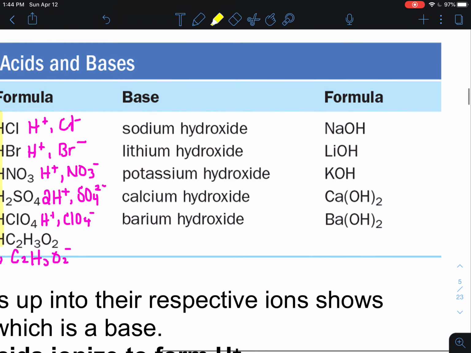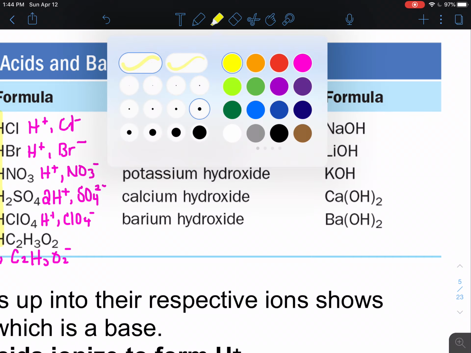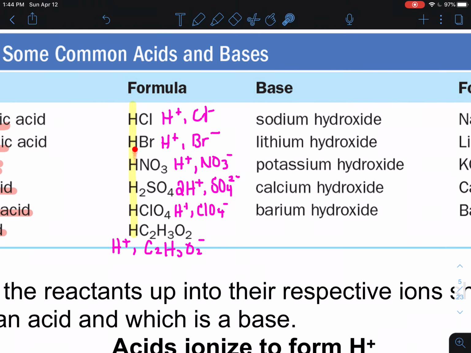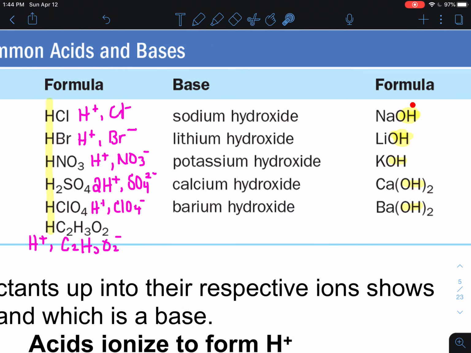Now we're going to go over to these bases, all right? These are all pretty obvious because guess what? They all have OH associated with them. When you throw these guys in water, it's always an OH with a metal. The acids are H pluses with an anion; these are going to have OH as the anion, associated with some type of metal cation.